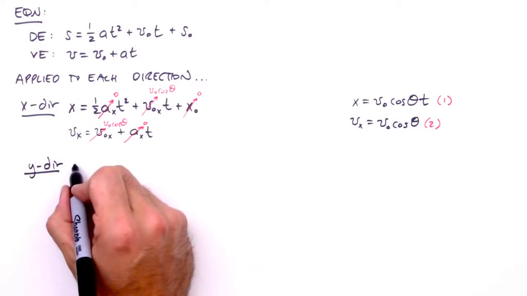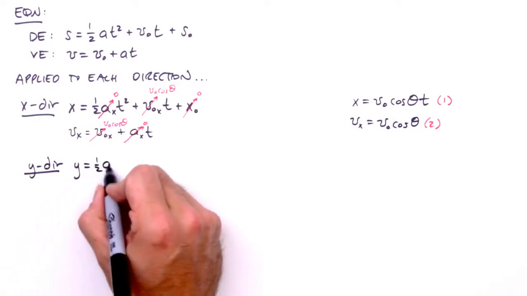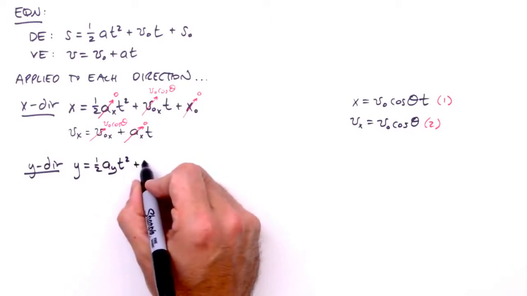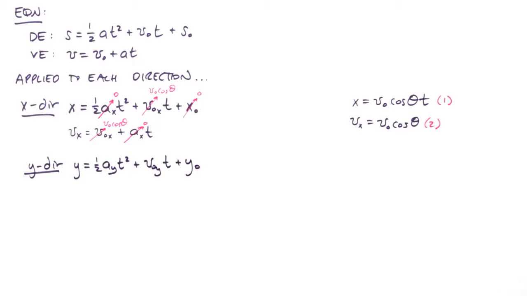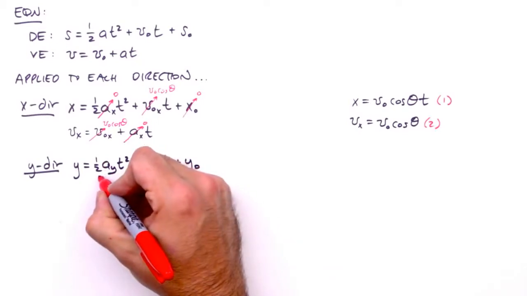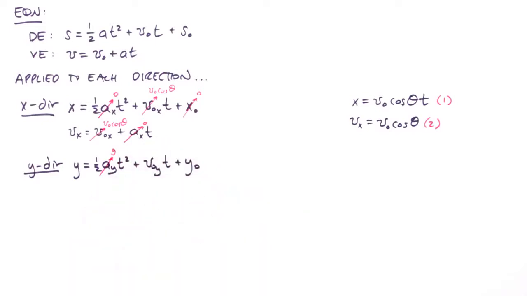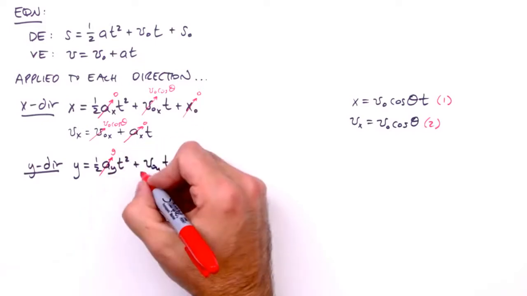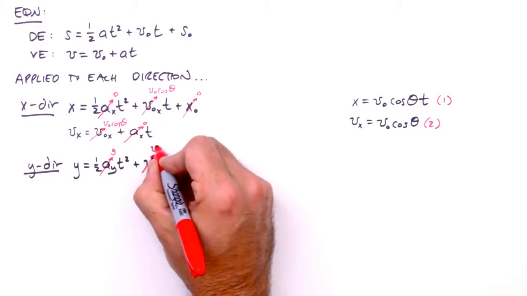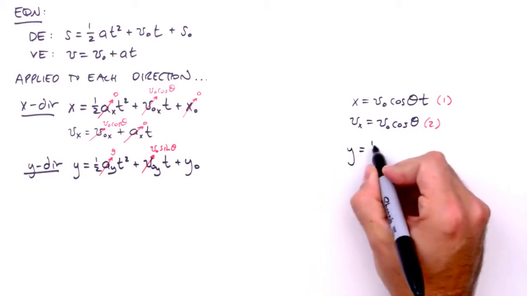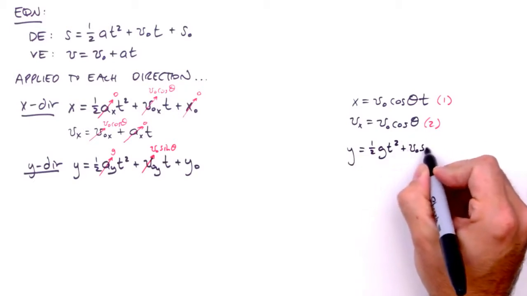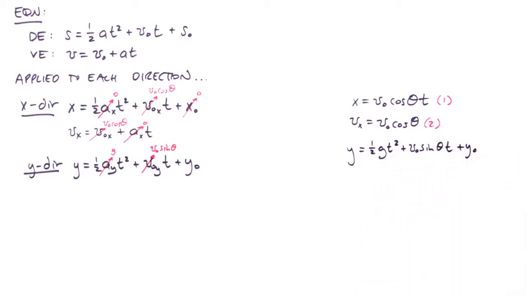The displacement equation becomes y equals 1/2 a sub y t squared plus v sub o sub y t plus y sub o. First, a sub y, the acceleration in the y direction, is the gravitational acceleration of a projectile, so we can set that to g. And we've defined v sub o sub y, the y component of our projectile's initial velocity, as v sub o sine theta. So the displacement equation in the y direction simplifies to become y equals 1/2 gt squared plus v sub o sine theta t plus y sub o. Label that equation 3, and we're almost done.